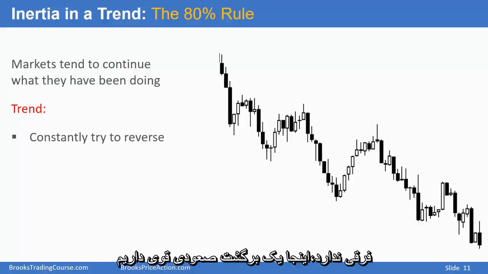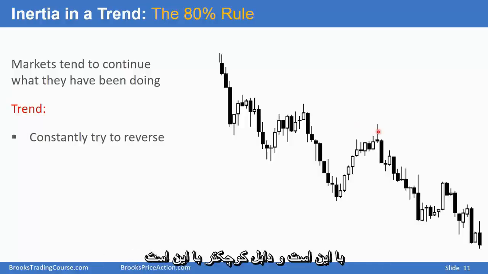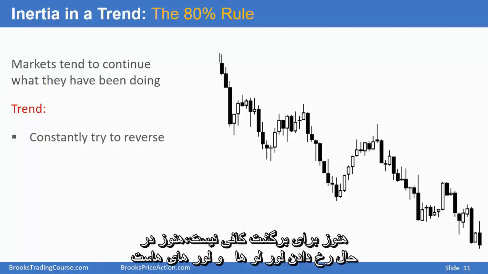Doesn't matter. Here, a very strong reversal up, but it's still a lower high, so it's a double top with that, smaller double top with that. Even with the strong reversal up, it's still not enough to reverse the trend. We're still getting lower highs and lower lows.